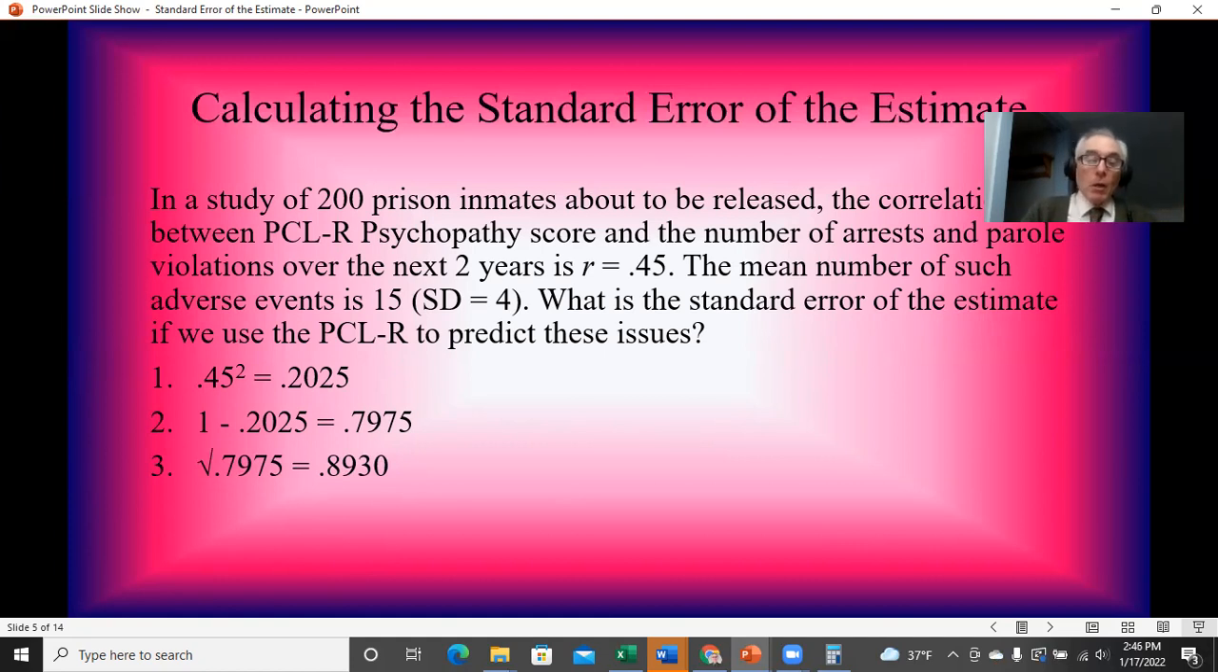Anyhow, the square root of 0.7975, which again, I would be pretty comfortable rounding off to 0.8, is 0.893. All right, so I multiply that times 4, the standard deviation of the number of parole violations, arrests, and so forth, and I get 3.572, so I could say 3.57 or 3.6. So if I make a prediction about how many parole violations you're going to have, there's that much play around it, so to speak. We'll come back to that shortly.